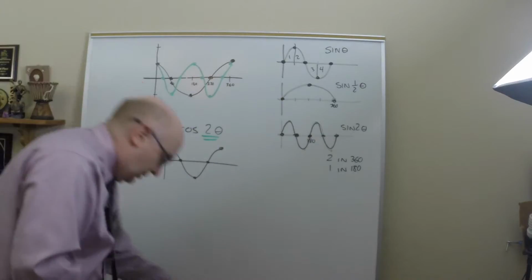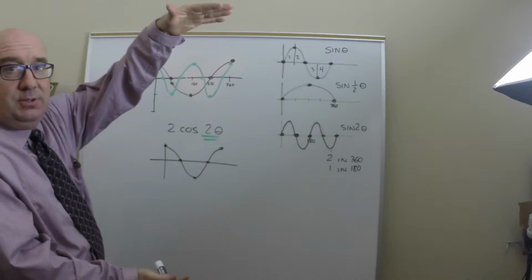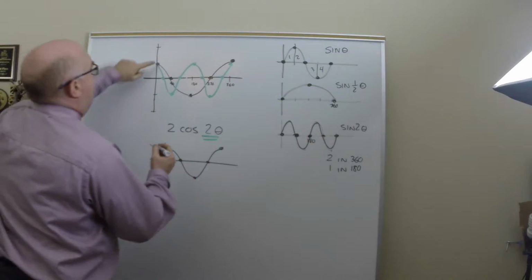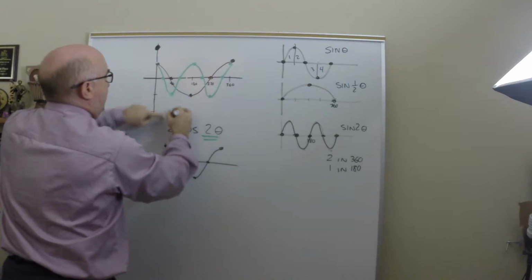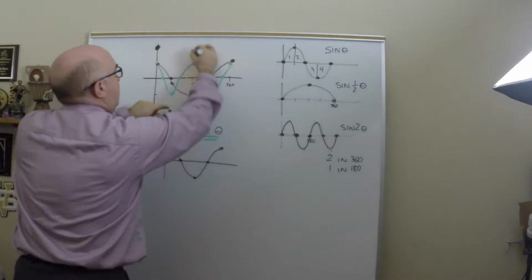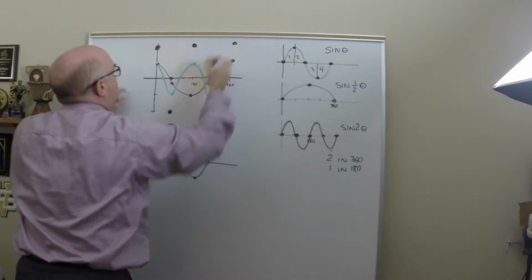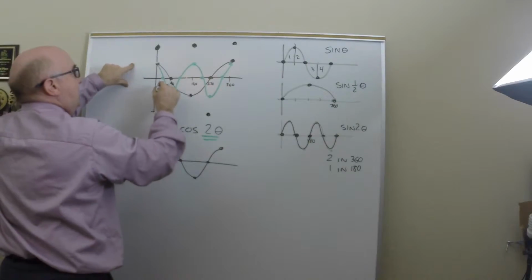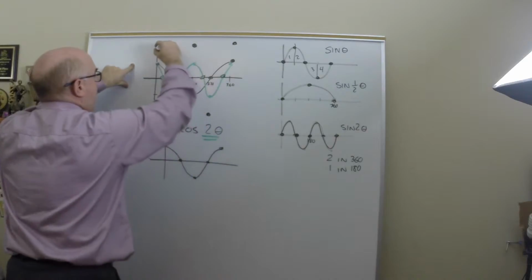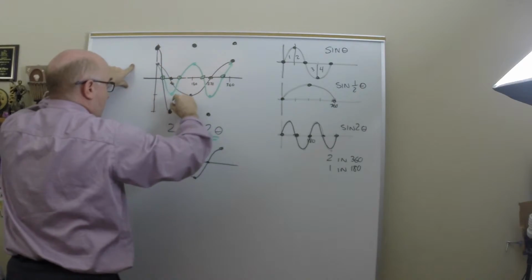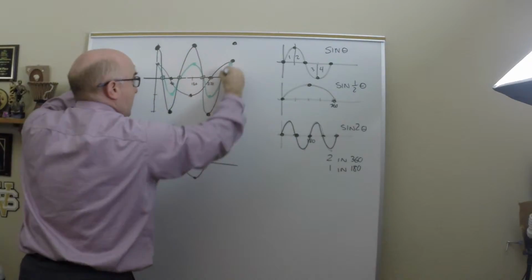And then the last stage is to now amplify that 2 times bigger. So this key point gets multiplied by 2 way up here. This one gets multiplied by 2 down here, times 2, times 2, times 2. The 0 points do not get altered. They stay right where they're at. And so my final graph is down and up, and down and up.